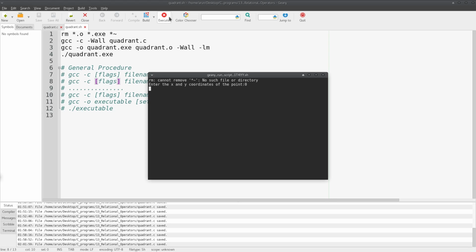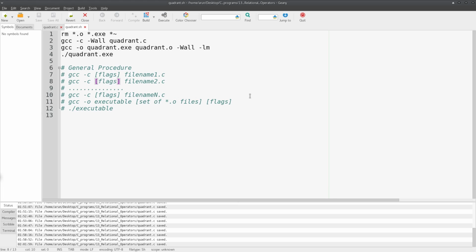Let's look at a point that is exactly lying on the negative y-axis, and we get it perfectly. You can try this for other values and see it for yourself.